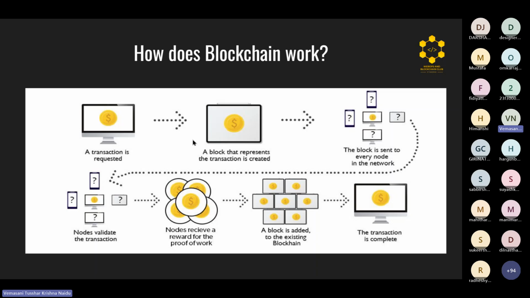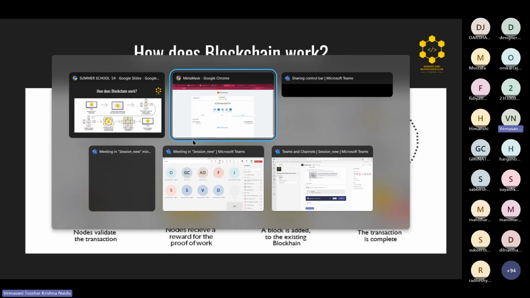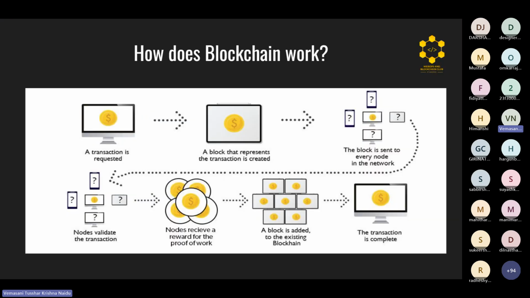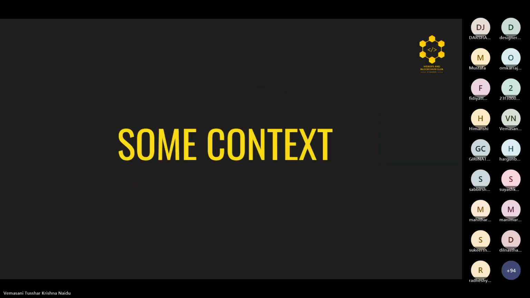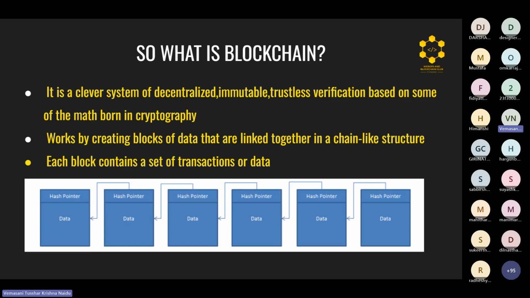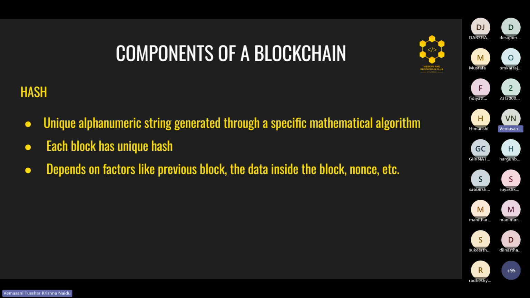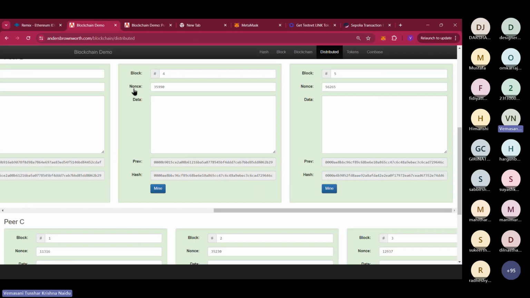So let me give you a recap. What is a blockchain? It is a decentralized, immutable, trustless verification system, built first on some math-born cryptography. How does it work? It works by creating blocks of data that are linked in a chain-like structure, and it works by creating hashes like this.